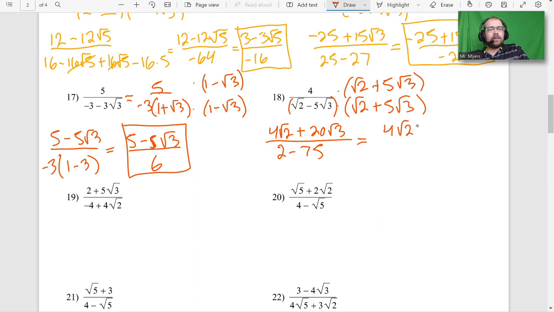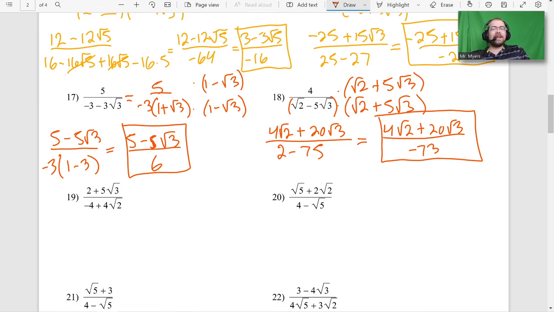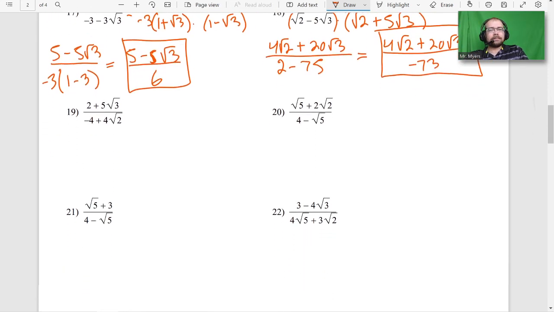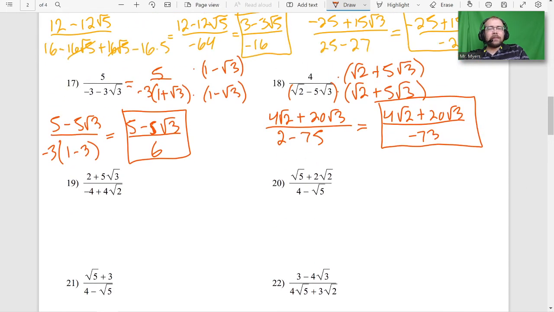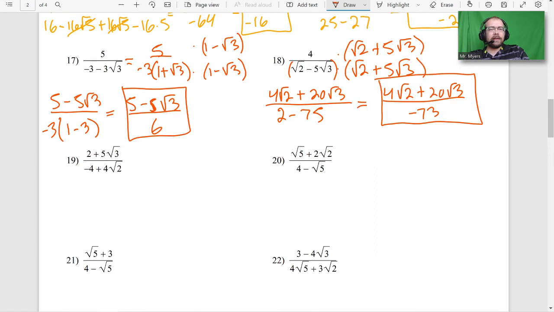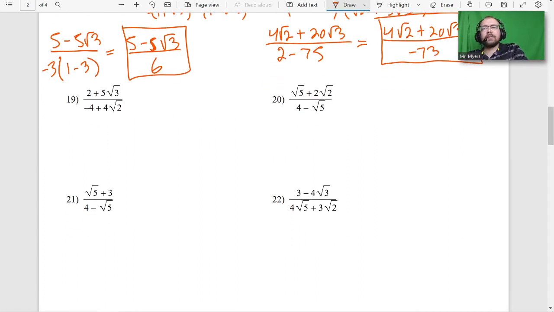4 root 2 plus 20 root 3 over 2 minus 75, which is negative 73. And that's it, because I'm pretty sure 73 is prime. Let me know if it's not in the comments. But I'm pretty sure it is, which means we can't simplify anything, and we're good to go. Okay, so notice that one seemed like it was going to be different because it was a square root of 2 minus 5 root 3 on the bottom, but it wasn't. I just still multiplied by the conjugate. Don't let that throw you off, okay?